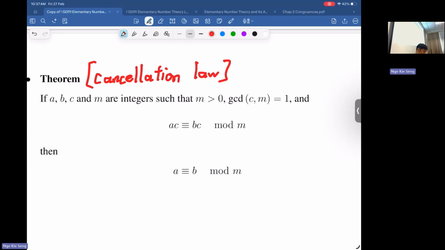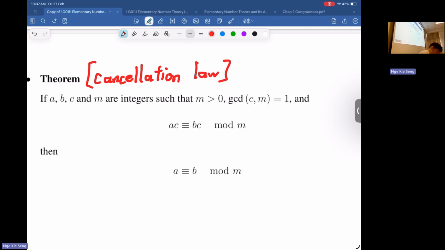Let's say the GCD is 1, then the mod M will remain unchanged. Previously it's M over D, but here it is M over 1, it's just M. So when can you cancel C from both sides? It's exactly when the GCD of the number you want to cancel with the mod M is 1. Only then you can do this cancellation.